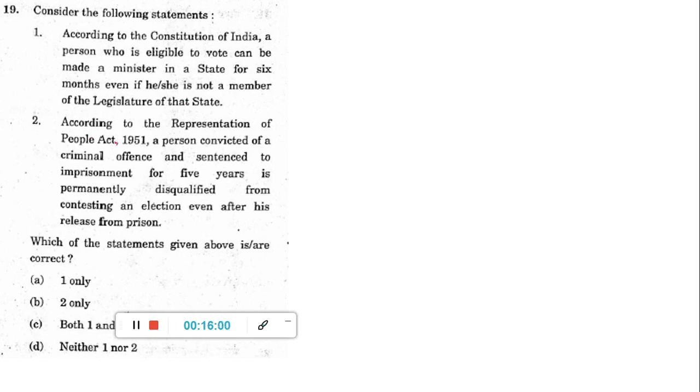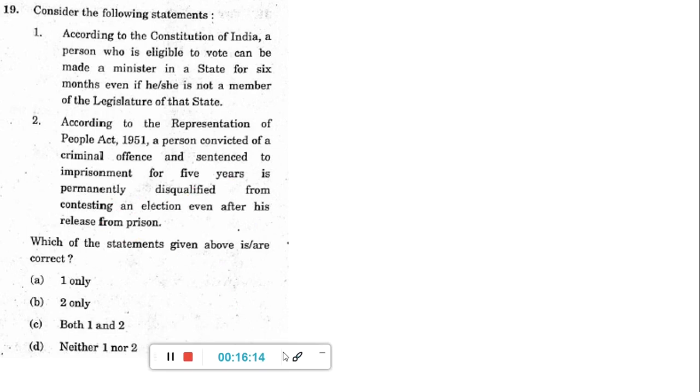According to the Representation of the People Act, a person convicted of a criminal offence and sentenced to imprisonment for 5 years is permanently disqualified from contesting an election even after his release from prison. Meaning he can never participate in an election if he is put in jail for 5 years or so. But such a thing is not there in the Representation of the People Act. No one can be permanently disqualified. People can still come back.